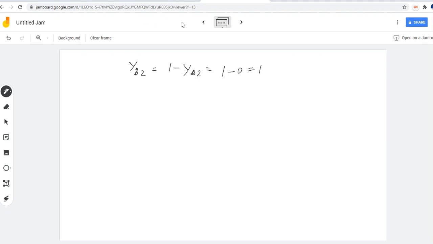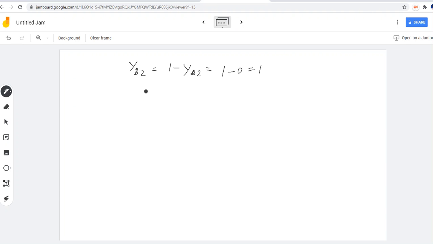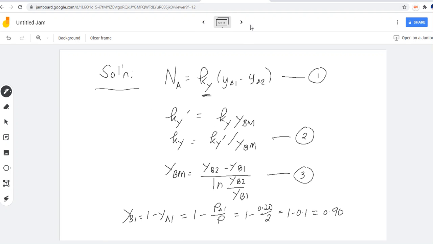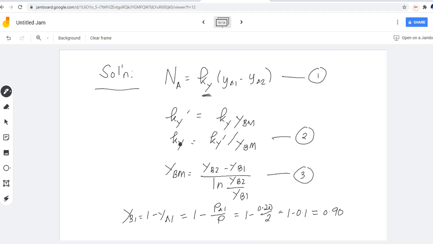Then from your equation here, which is equation 3, you can determine the log mean mole fraction difference of B. So your YBM will be equal to 1 minus 0.9, all over ln of 1 over 0.9. So your answer in here for YBM is equal to 0.95. So knowing YBM, now we're going backwards, we can go back to equation 2.